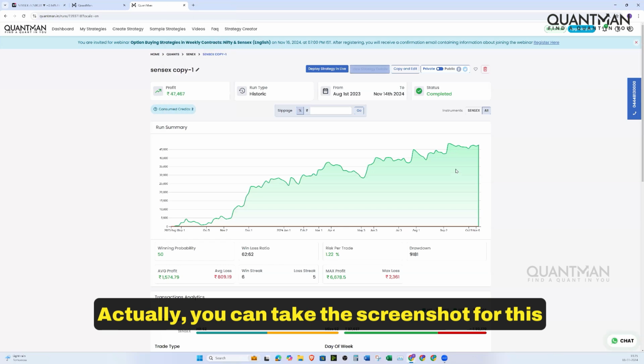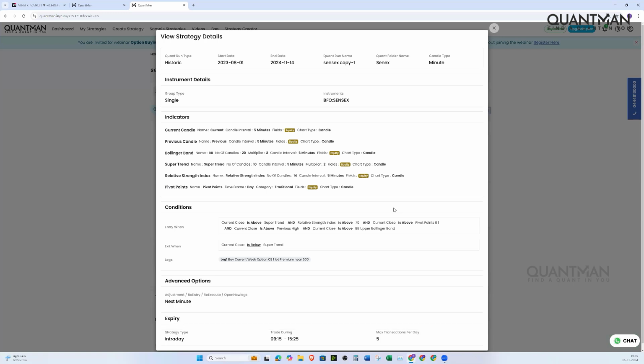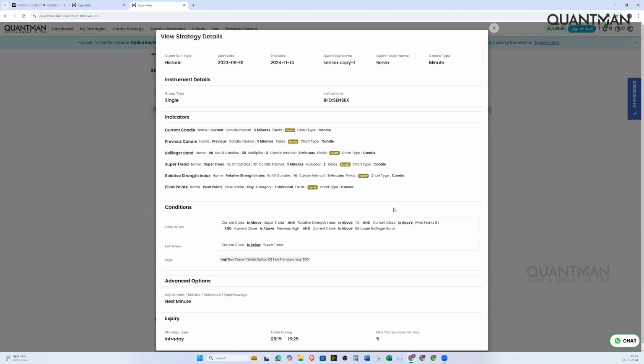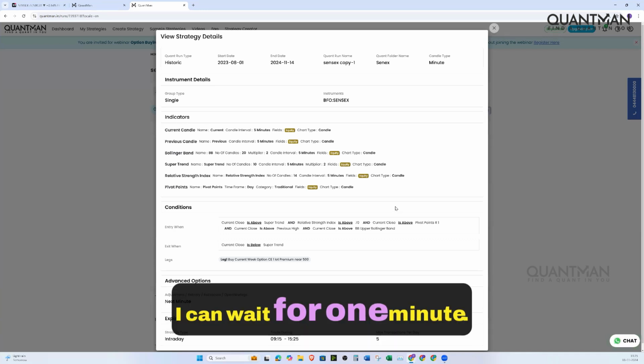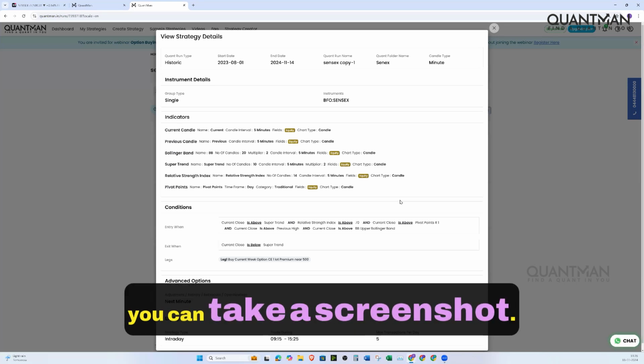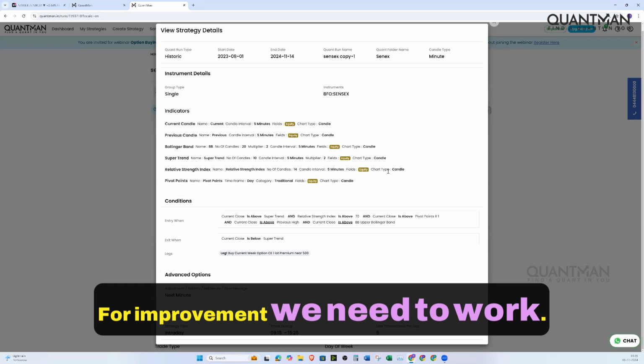Now we create strategy for Nifty. Actually, you can take a screenshot of this condition. This is the base starting strategy. From this, you can improve the efficiency of the strategy. I can wait for 1 minute. If anyone wants to screenshot the condition, you can take a screenshot. For improvement, we need to work. Okay, wait a minute.